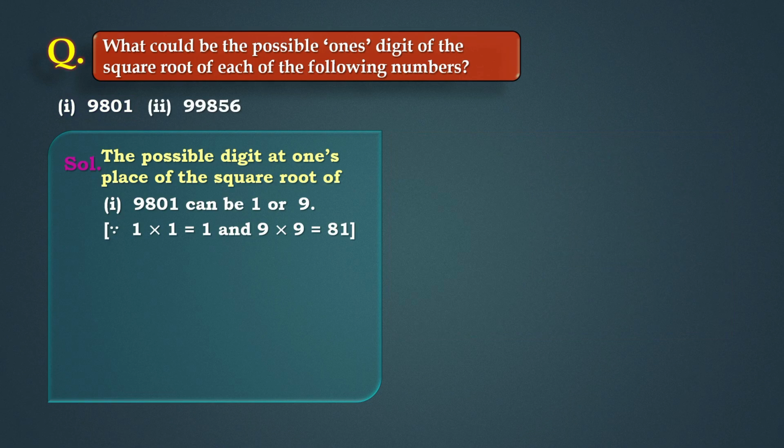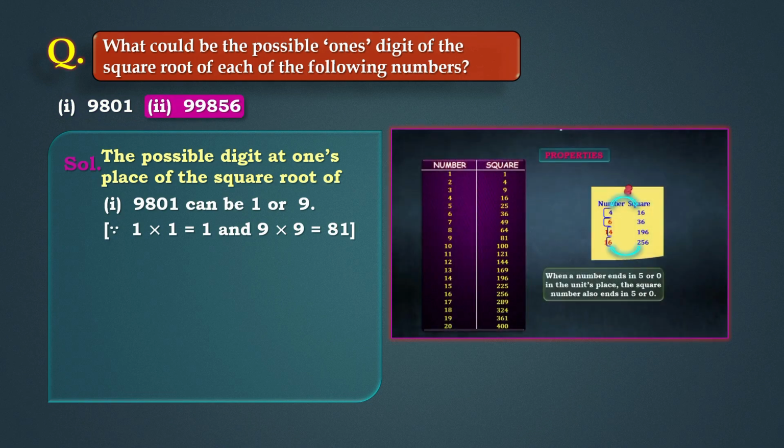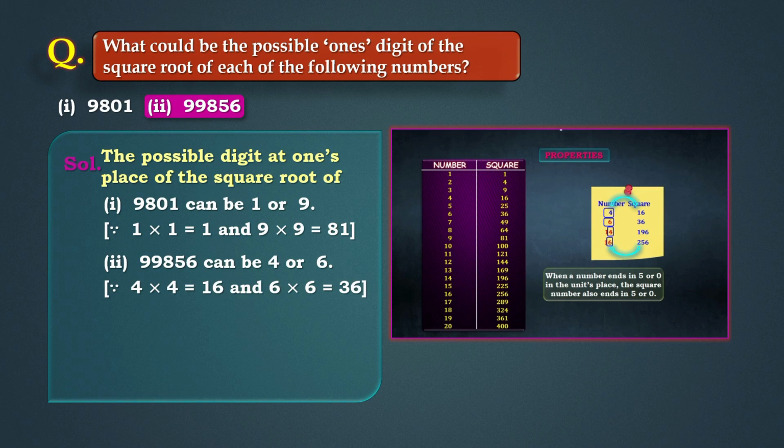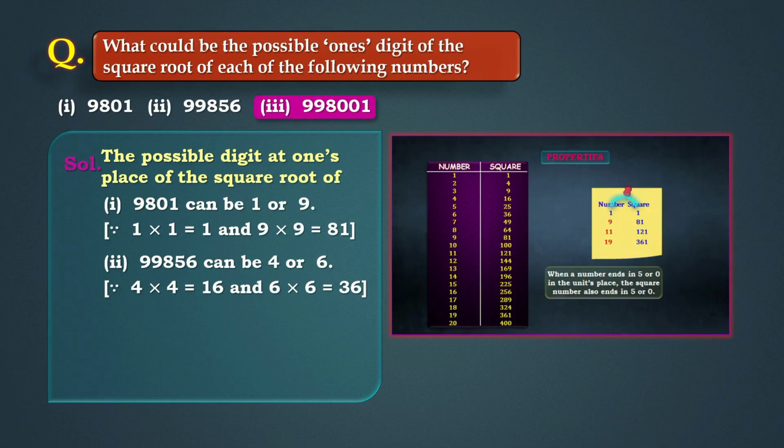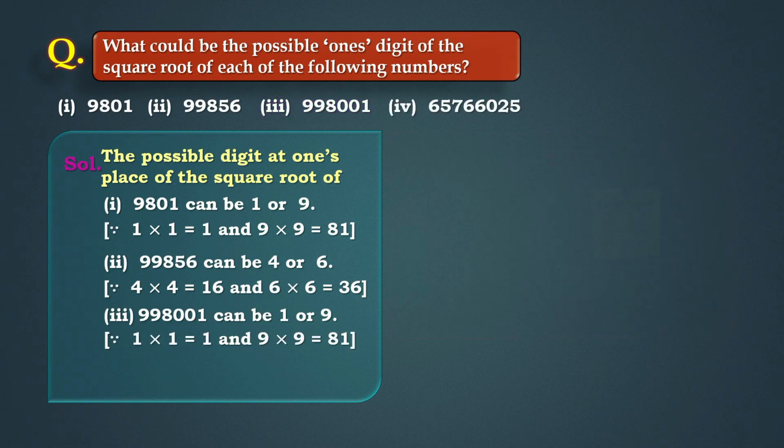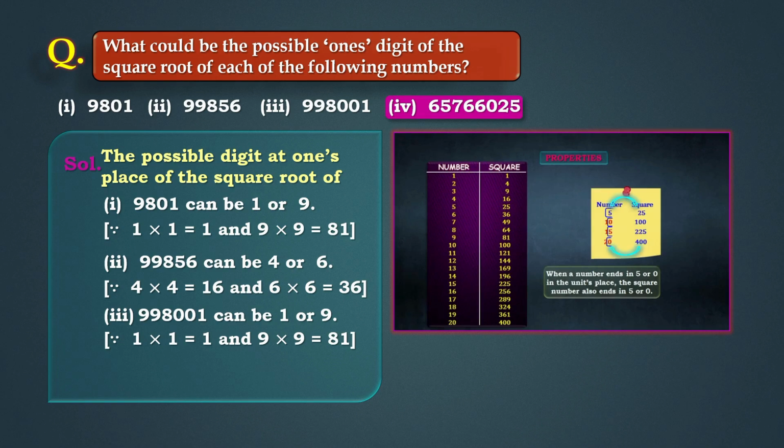For 99,856, the last digit is 6. So, the square root can end with 4 or 6. For 9,98,001, the last digit is 1. So, the square root can end with 1 or 9. For 65,76,025, the last digit is 5. So, the square root can end with 5. So, we use the last digit of the number to find the possible ones digit of its square root.